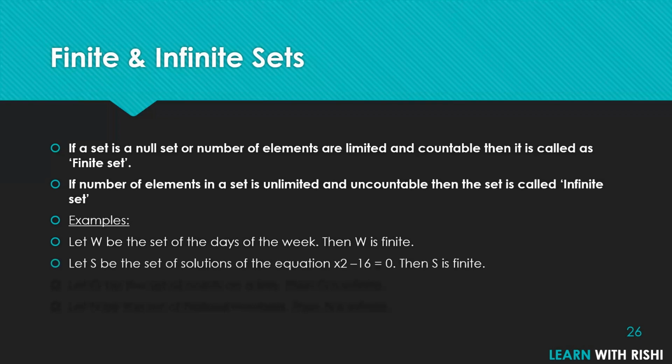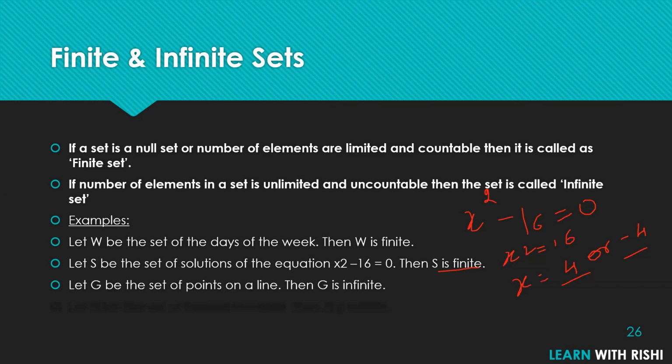Let S be the set of solutions of the equation x square minus 16 is equal to 0. What will be the value of x here? If we solve the equation, x square will become 16, and if you take the square root, x will be equal to plus 4 or x can be minus 4. There are only two possible values of x, 4 or minus 4. So this is a finite set.